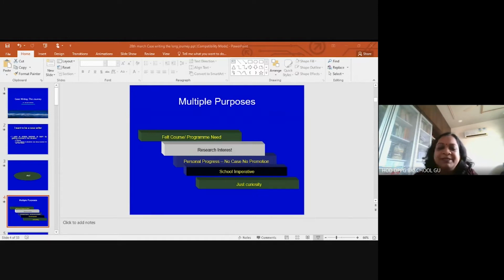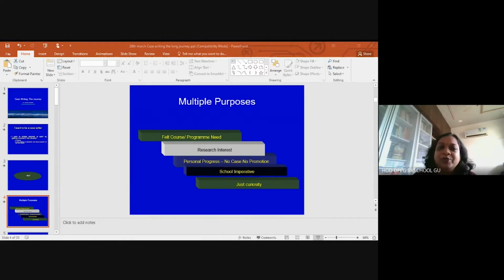Friends, whatever the purpose may be, the important thing is writing a case. We all know that publication in Scopus-indexed journals and ABDC journals is becoming a very challenging task. In those situations, if you write a case, along with the multiple purposes, it also has multiple benefits.